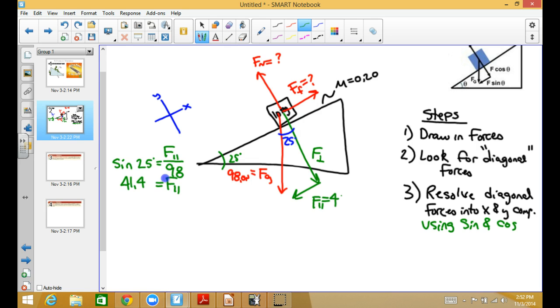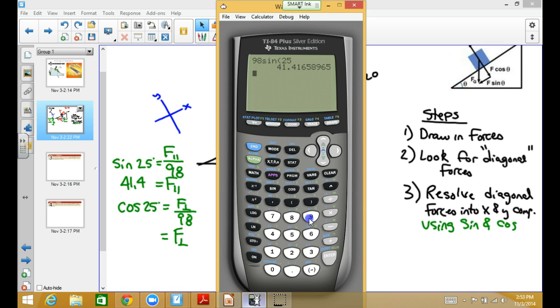And I'll do the exact same thing for the force perpendicular, but I'll use the cosine. So the cosine of 25 degrees equals the force perpendicular divided by, because it's the adjacent divided by the hypotenuse. So force perpendicular divided by 98. Back to my calculator, and I take 98 cosine 25, and I get 88.8.